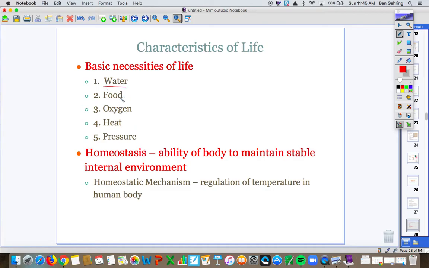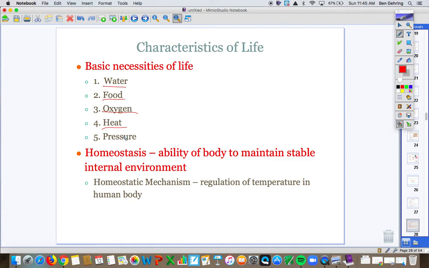So for starters, 5 things we need to survive. We need water. Our bodies are 66 to 75% water. Water is really important to us. Along with water, we need food. That's where we get the building blocks to build up everything that we have, how our bodies are and work. We need oxygen. That keeps us alive.